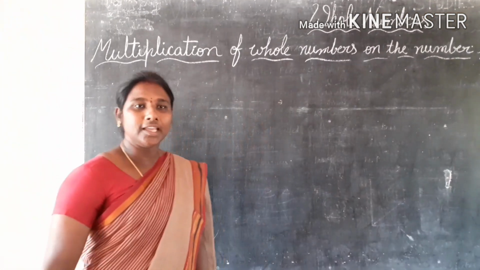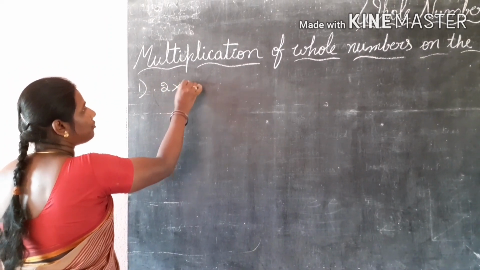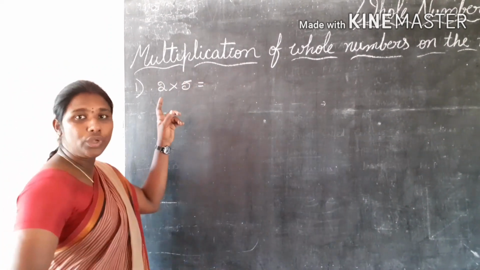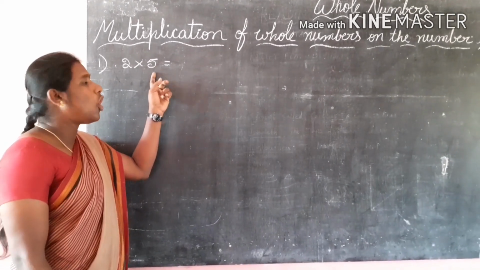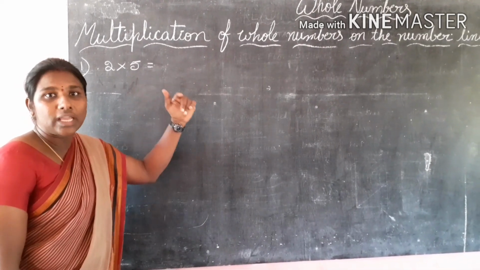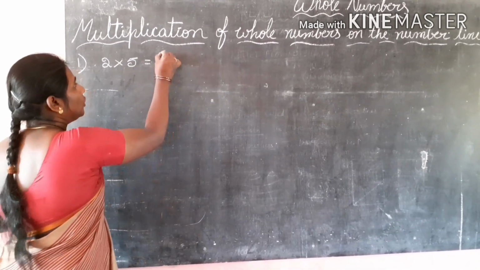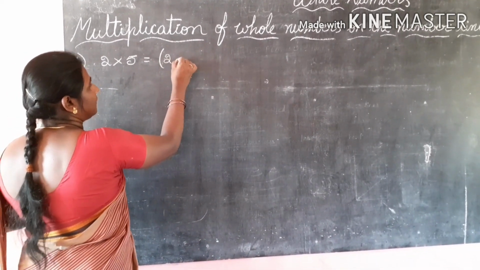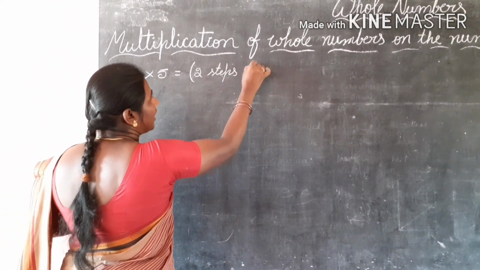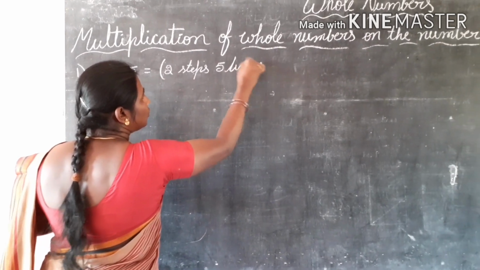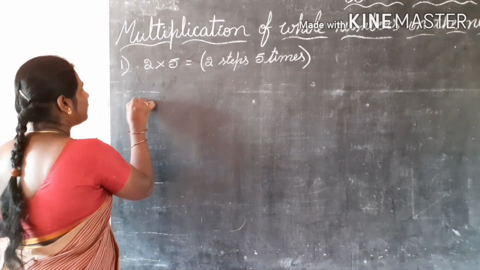Multiplication of whole numbers on the number line. Shall we do one problem? Suppose 2 into 5. How do we do this one? 2 numbers we have to move. How many times do we have to move? 5 times we have to jump. 2 steps, 5 times.